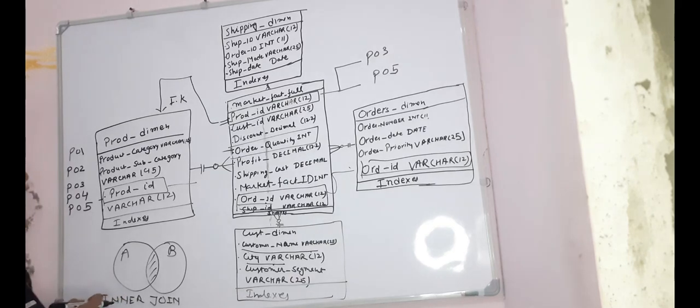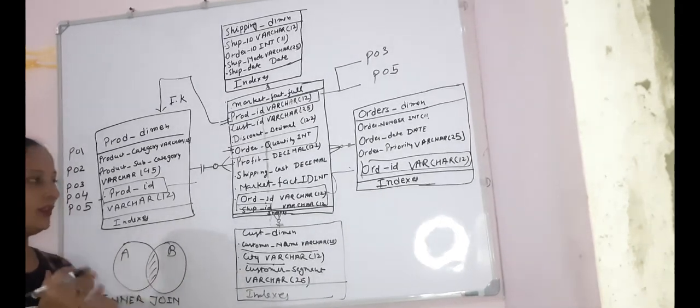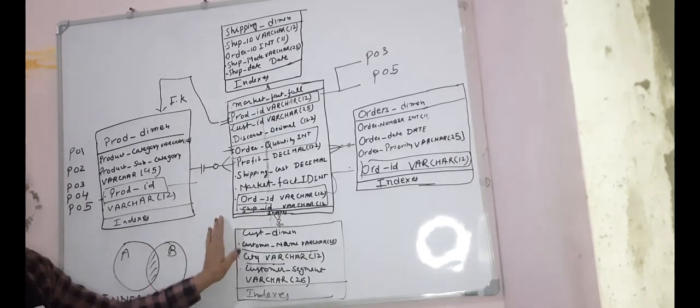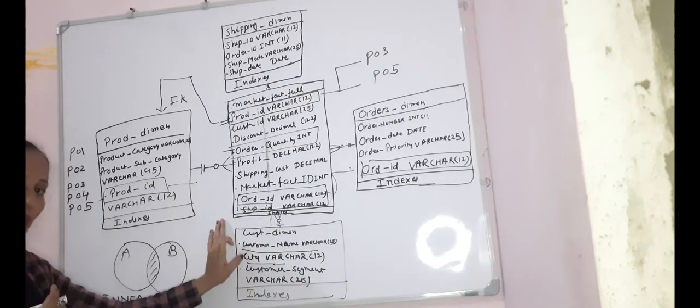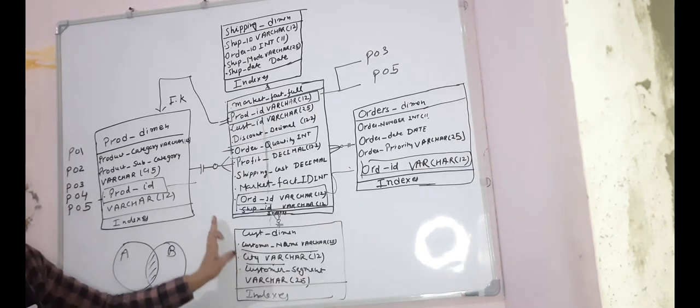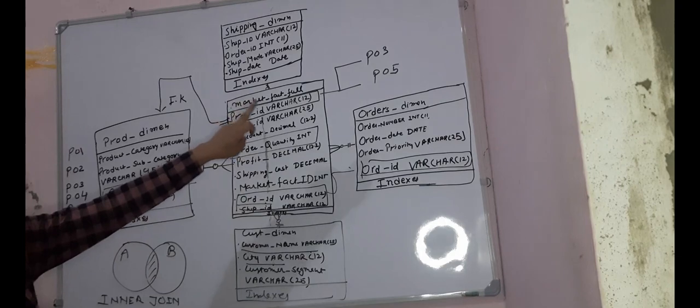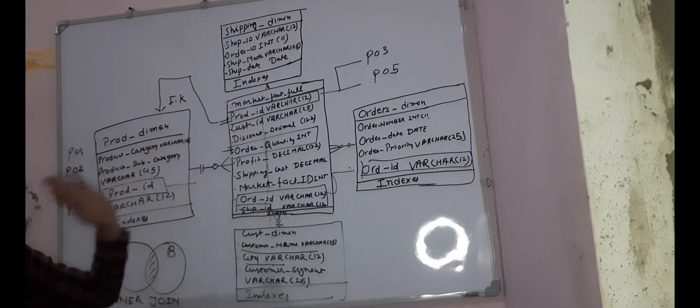I hope you understood what inner join is and how it works. Inner join is the join by which we can extract the common information of different attributes where a foreign key relationship exists between two tables. Like here, product IDs P03 and P05 are common in both the product dimension table and market fact.